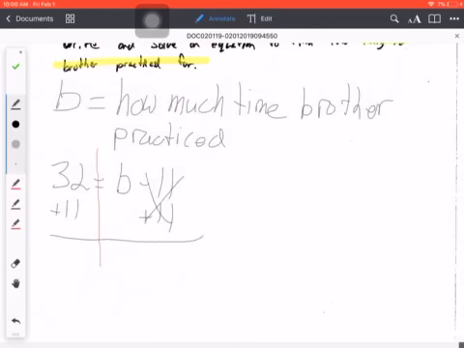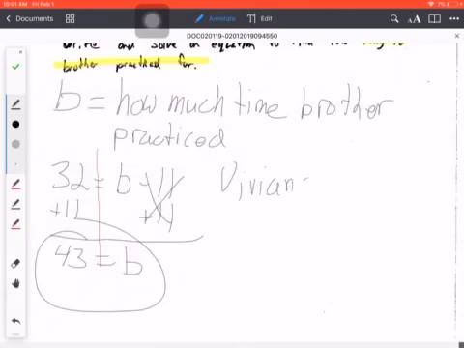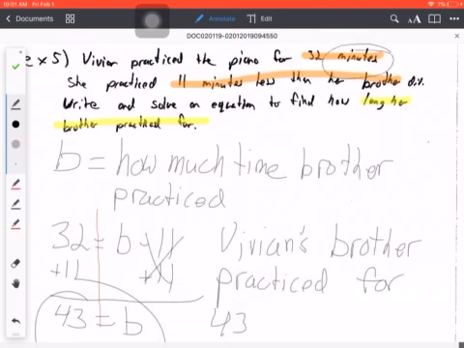So I'm left with b equals 32 plus 11, which would be 43. That's an important number because it tells us how much time the brother practiced for. So we would say that Vivian's brother practiced for 43, and the units in this are going to be minutes.